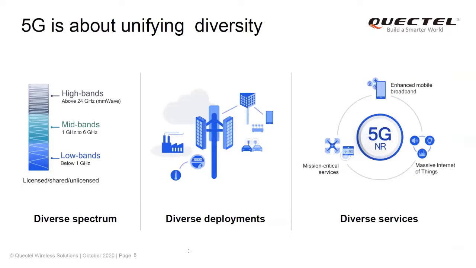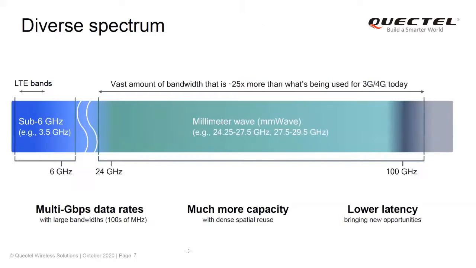Okay, let's see in more detail what 5G is about. We can split it into three parts. 5G is about unifying diversity. Until now, there have been many developments spread over different areas, and 5G wants to unite it all, like cellular and Wi-Fi and all these wireless technologies, into one point, so they can be transferred from one to another. So the first domain would be diverse spectrum. Let's go to the next slide.